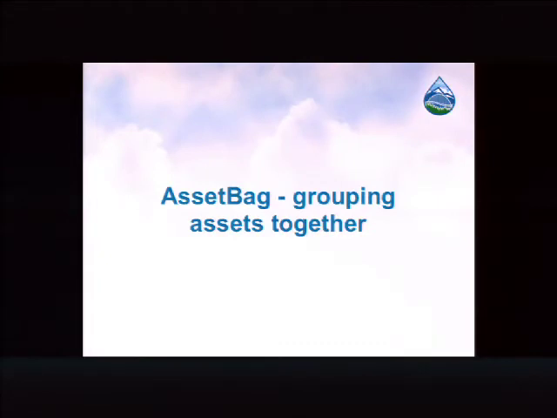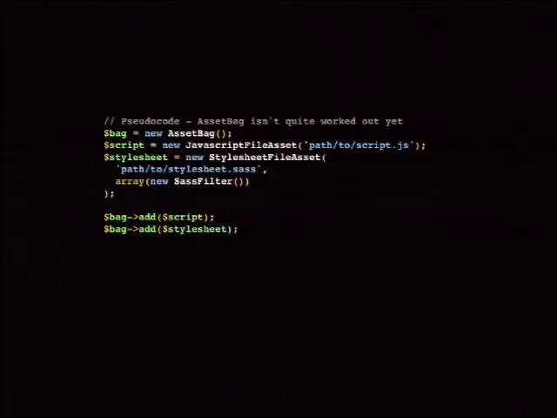Asset bag is the simplest system that we have for grouping assets together. If you have a bunch of different ones to declare, then you drop them in a bag. New JavaScript file asset, new stylesheet file asset, and here I've also included just a little sample of how it looks to attach a filter. And then you add them to a bag.